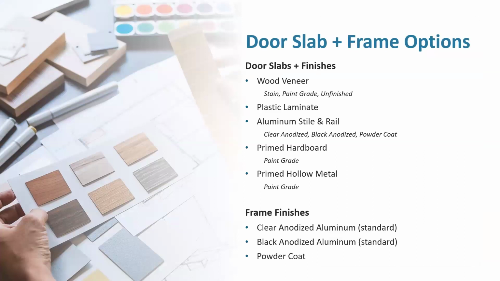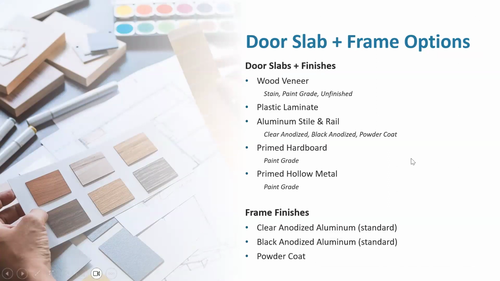Door slab, frame options, color, finishes, there's no limitations there either. Whether it be wood veneer, we can match any legacy veneer and finish you have on your facilities. We can do plastic laminate, hollow metal, aluminum. Again, anything a swinging door can do, we can match on those finishes here. Really, it's the same OEM partners we have.